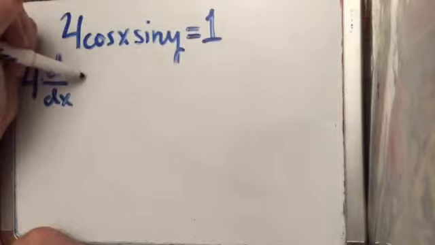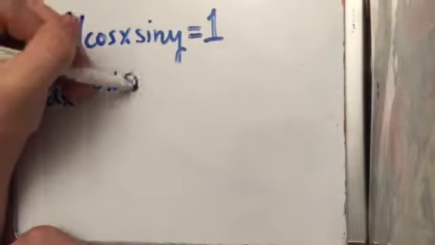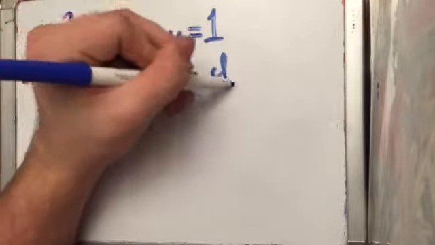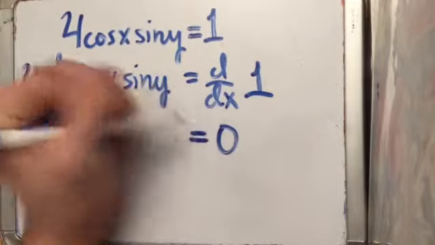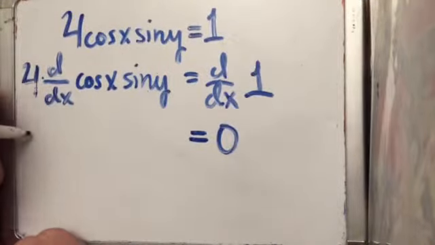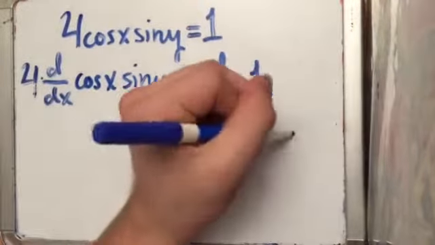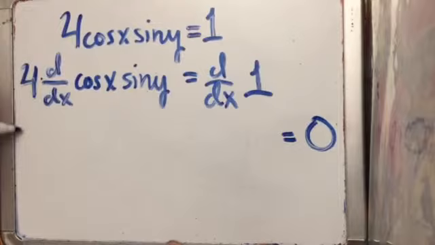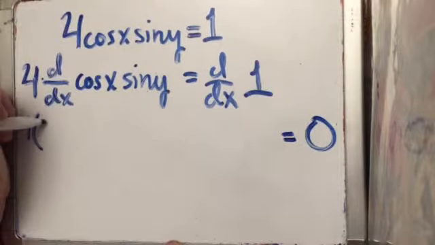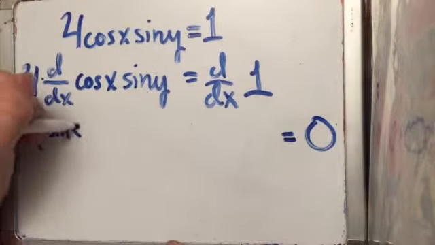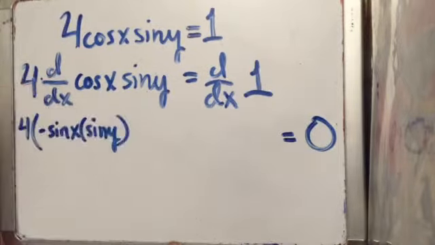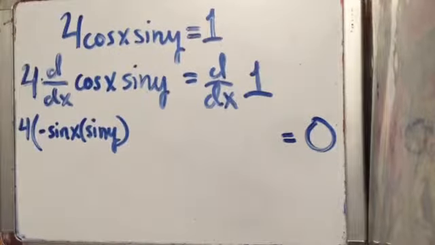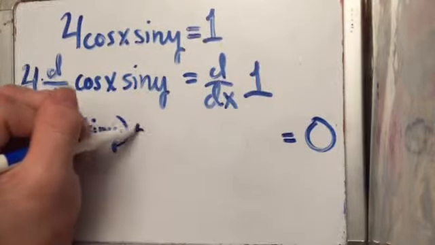So 4 times the derivative with respect to x of cosine x sine y, and the derivative with respect to x of 1. We know that by the constant rule that equals 0, and then using the product rule on this one, we're going to have to expand this out. So using the product rule on this side, we have 4 times the derivative with respect to x of cosine x, which is going to be negative sine x, times, and by the product rule, you take the derivative of one of them at a time.